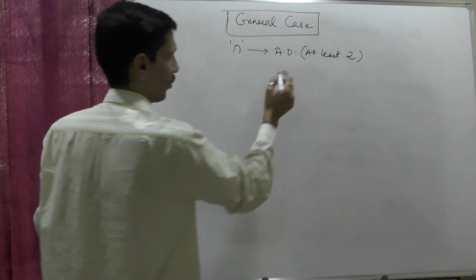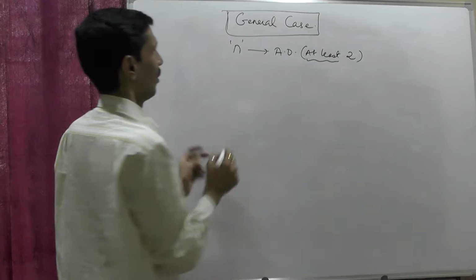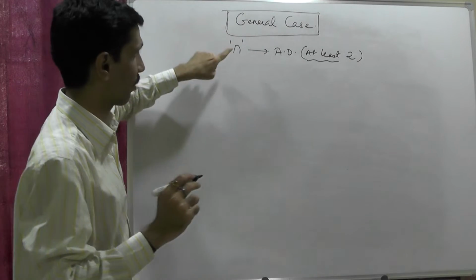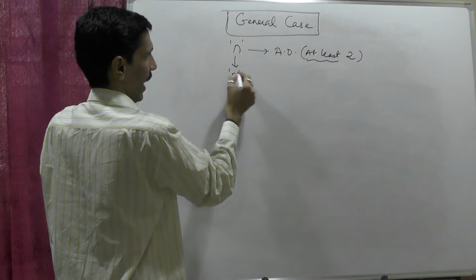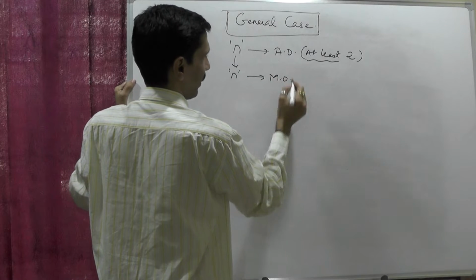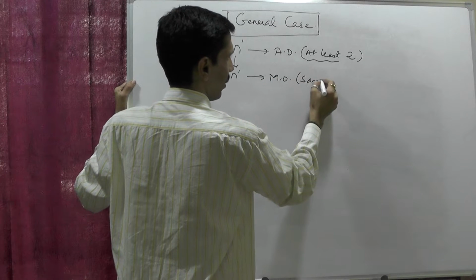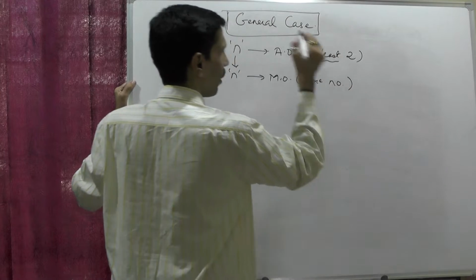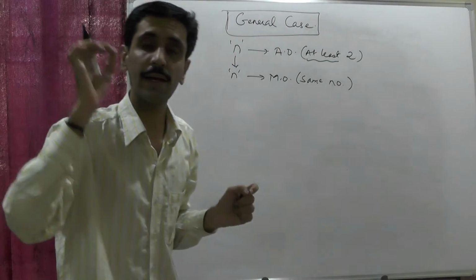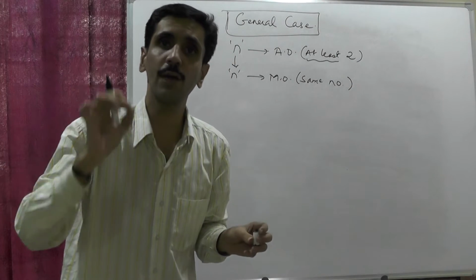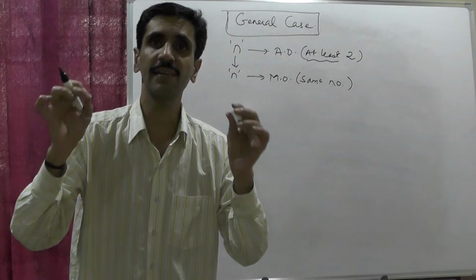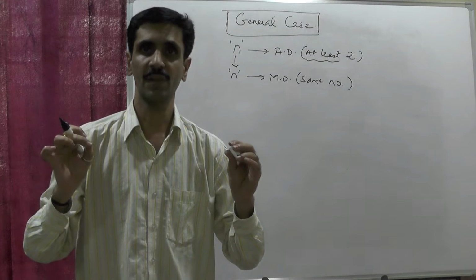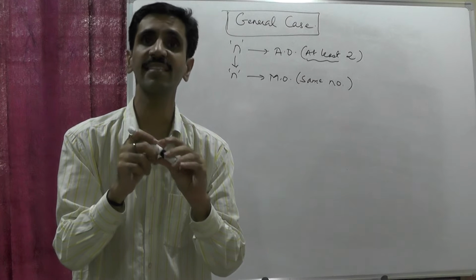Okay, at least two. I hope you understand this word very well. Alright, so the general case I'm discussing: if I'm having n number of atomic orbitals, I will be having n number of molecular orbitals. That means, in other words, I will be having the same number. Whatever be the number of atomic orbitals involved in the overlapping, the same number of molecular orbitals are going to be formed.